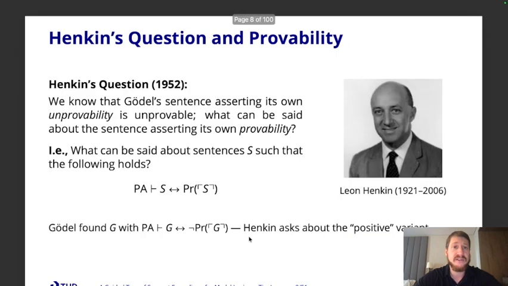Now, around 20 years later, Leon Henkin comes around and decides to ask a question about this provability predicate. He says, we know that Gödel's sentence asserting its own unprovability is unprovable. What can be said about the sentence asserting its own provability? What can we say about a sentence S which is equivalent to its own provability in Peano arithmetic?